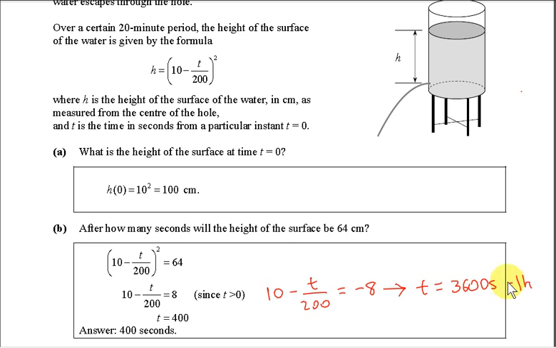Now the problem with this solution is that this formula is only valid for a 20-minute period. So t can only run from 0 to 20 minutes. And in this situation, t is more than 20 minutes, it's 1 hour. So we ignore this solution. Our formula is invalid for values of t greater than 20. So t must be less than or equal to 20 minutes. 20 minutes is 1200 seconds. t has to be in seconds.